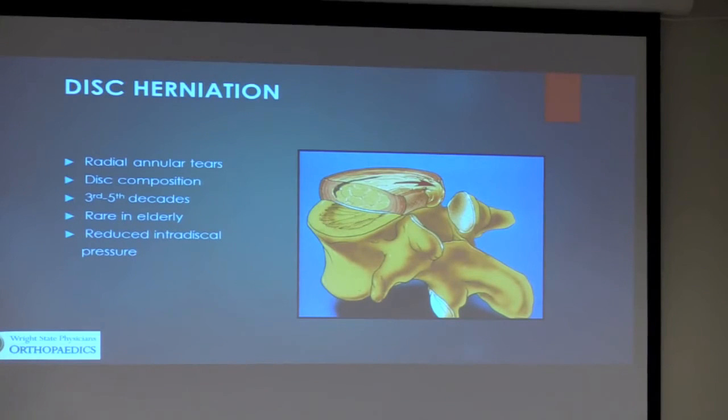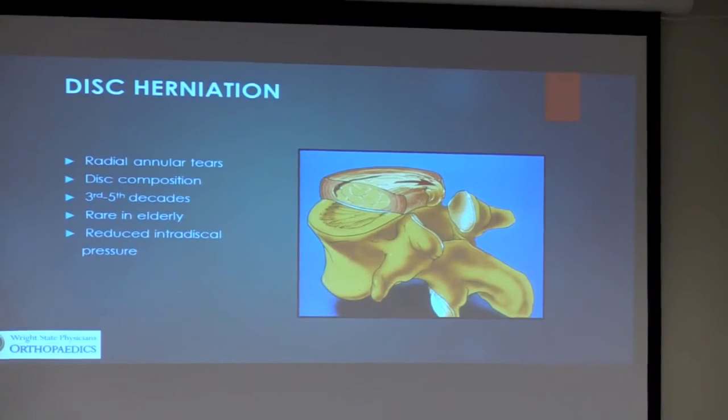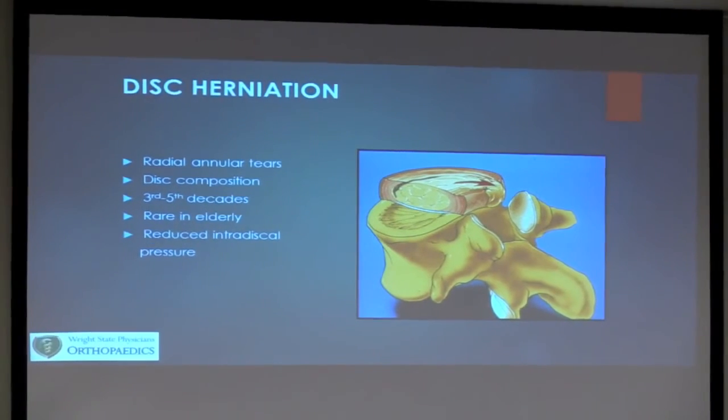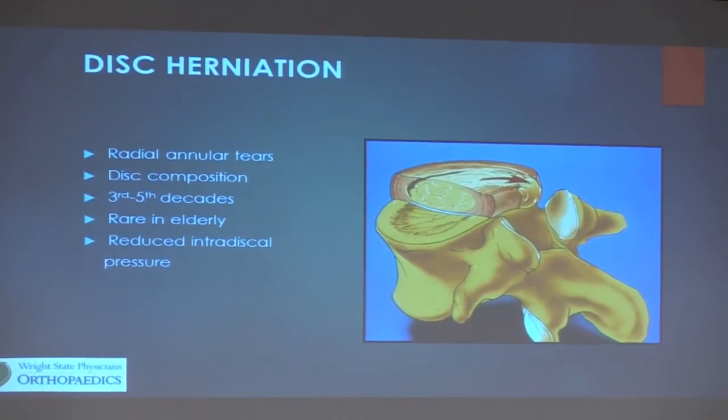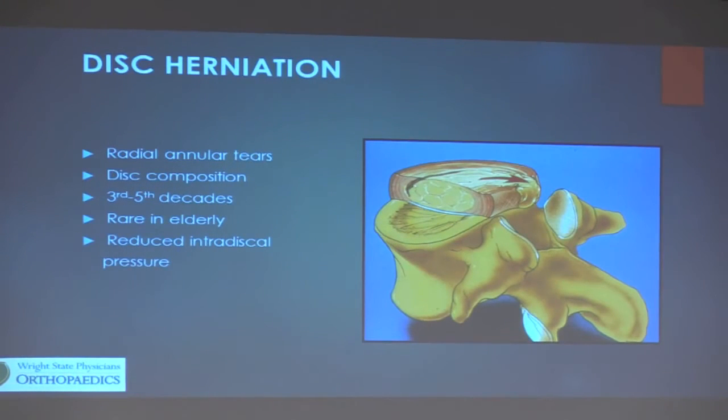So this is once again recapping that same nucleus that you see coming out between fissures and coming out at the back. This tends to be in the third to fifth decades of life. We never say never, so to speak, but as you get older, you don't have as many. The disc herniations tend to occur in younger patients.